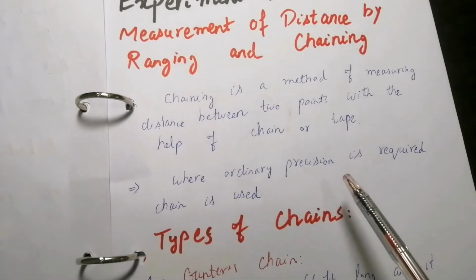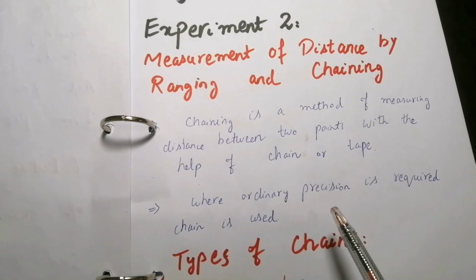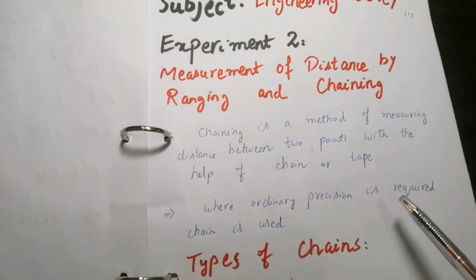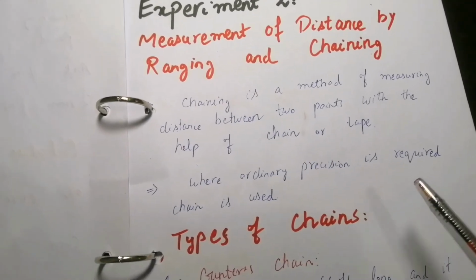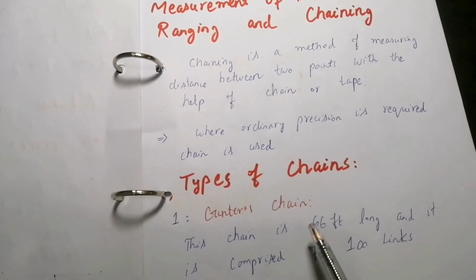Where ordinary precision is required, chain is used. So here we come to know that chaining is a process which is not very accurate. Where we need to do approximate measurements, we adopt chaining. So what are the types of chains available? There are different types of chains such as Gunter's chain.